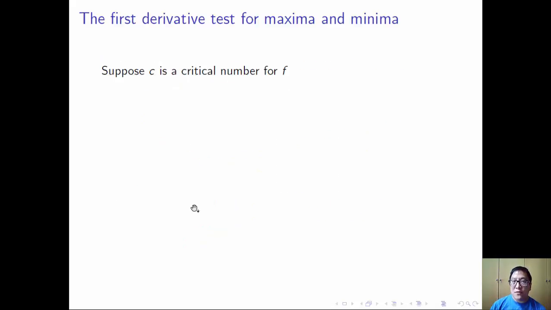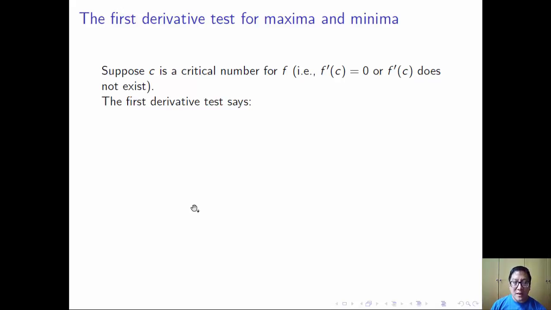All right, so turning to the first derivative test for maxima and minima, suppose c is a critical number for f, and remember what that means. That means that either f prime of c is 0 or f prime of c does not exist. So at any such critical point c, the first derivative test says that if f is increasing before c and decreasing afterwards, then f has a local max at c.